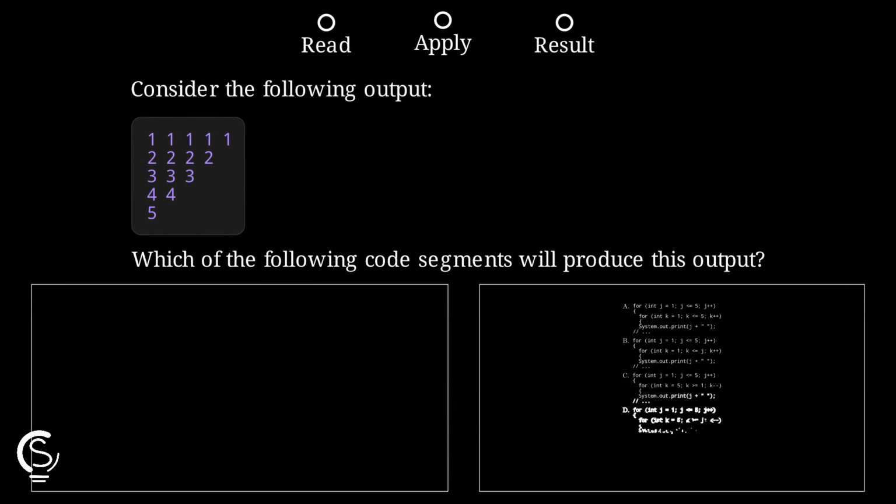First, notice the output has 5 rows. The outer loop variable j starts at 1 and goes to 5, which matches all our options. Each row prints the current value of j.